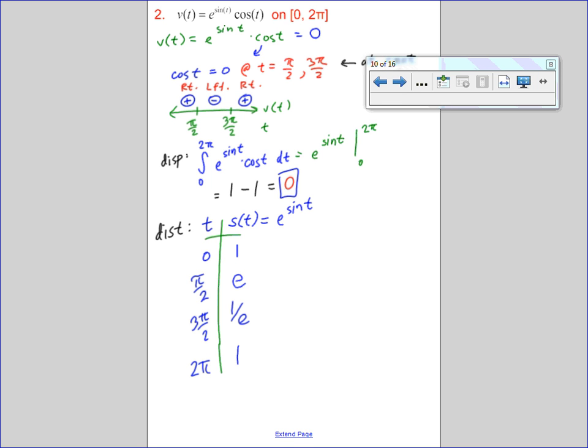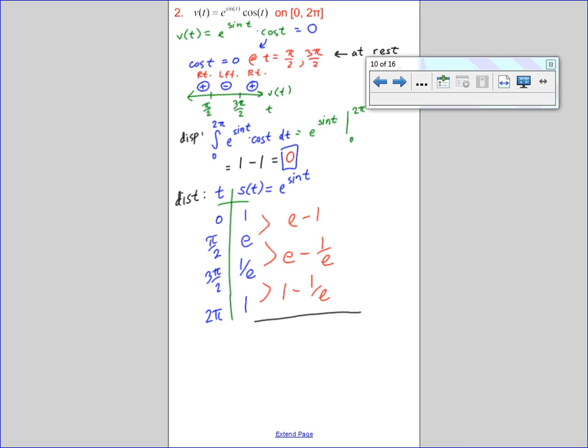Here we can again clearly see the difference between my starting and ending position is 1 minus 1 is 0. And yet my distance traveled is certainly a positive accumulated change. Check it out. From 1 to e is a difference of e minus 1. From e to 1 over e, the absolute value of that would be e minus 1 over e. And from 1 over e to 1, absolute value of that would be a difference of 1 minus 1 over e. Can we put it all together? Yeah, we're adding all this together.